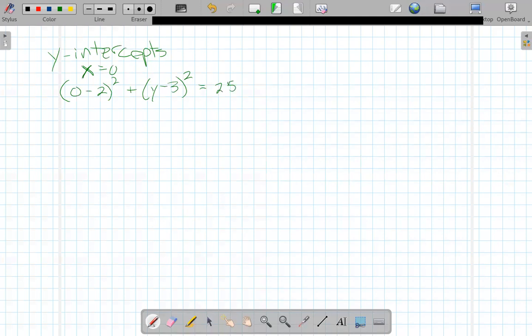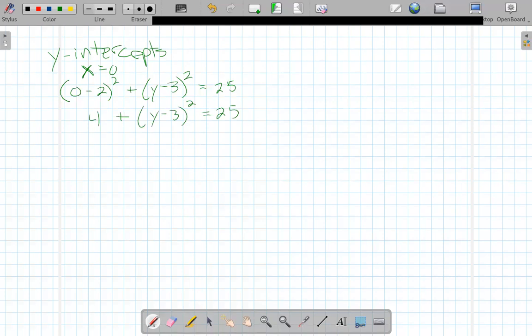First, I would look at this and say, well, order of operation wise, I guess I just do what's inside the parentheses. 0 minus 2 is negative 2. And if I square negative 2, I get positive 4. Y minus 3, well, order of operation wise, I don't know y, so I can't do anything inside. So I'm stuck with the y minus 3 at the moment, and I'm stuck with the square, equals 25.